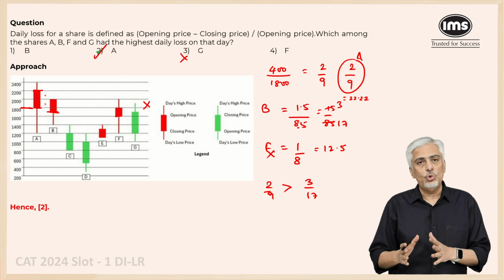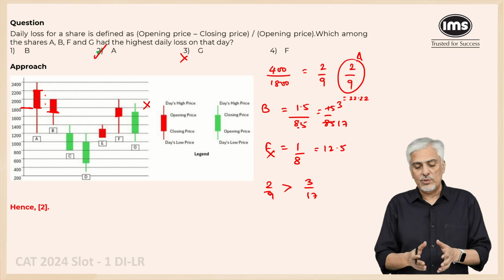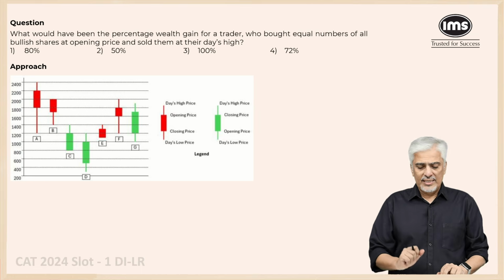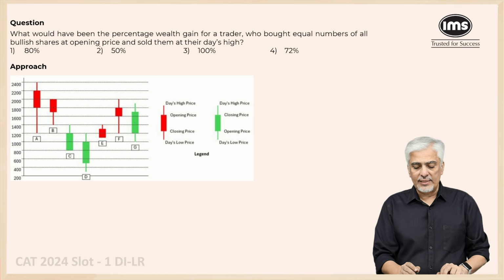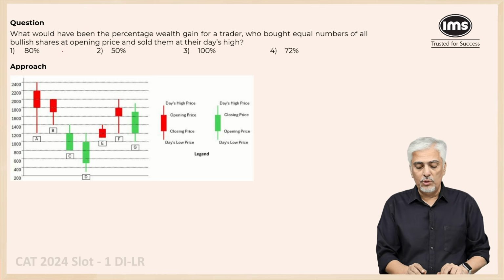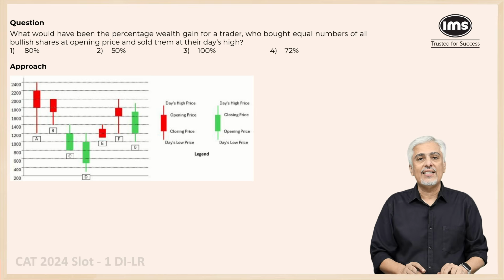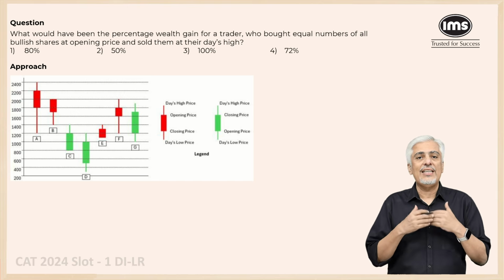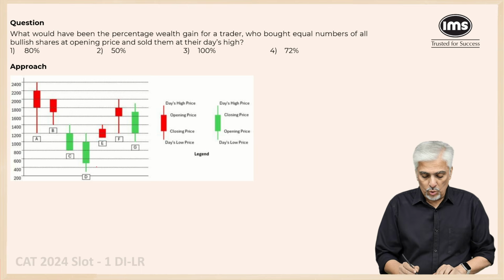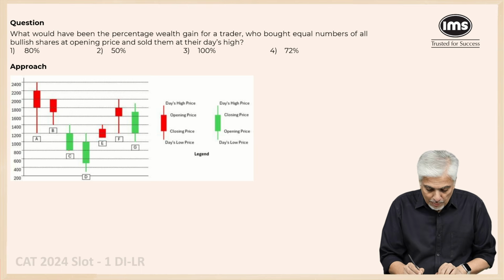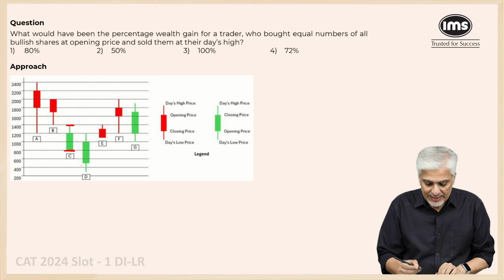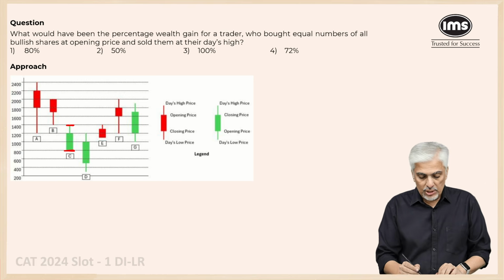As I said, for the last 2 questions, we'll be using this approach of number of lines, which I'll use in the next question. Let's have a look at the next question. What would have been the percentage wealth gain for a trader who bought equal number of all bullish shares at the opening price and sold them at the day's high? So buying at the opening price, selling at the day's high. So only for bullish shares I have to do. So buying at this price, selling at this price, divide by the buying price. So I'll just go by the number of lines the way I did earlier.